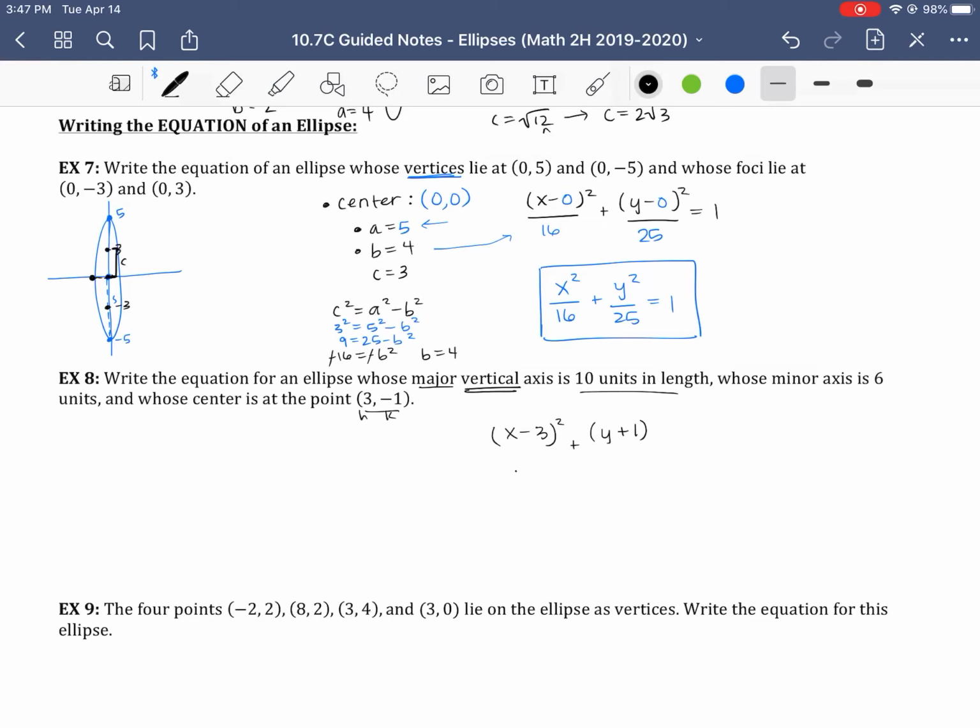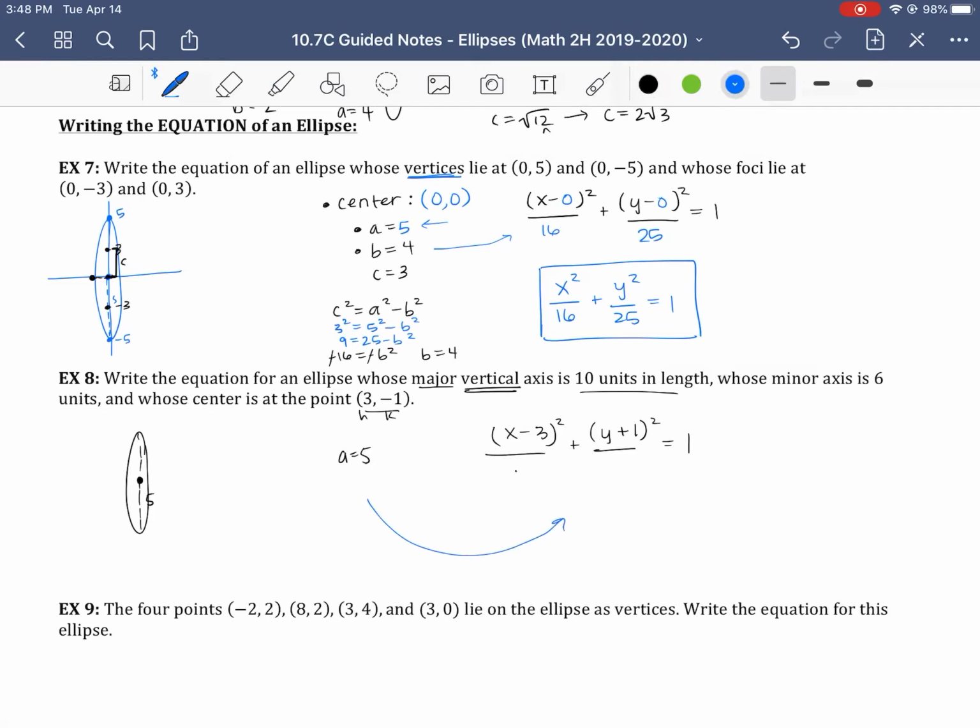Remember, we changed the signs when we put them in. Y plus 1 squared. We know that this is going to equal 1. And then we just need to find our a and our b values. Now this one said the major vertical axis, so vertical is up and down, is 10 units in length again. So if the whole thing's 10, that means that half of it is 5. So my a value in this case looks like it's going to be 5.